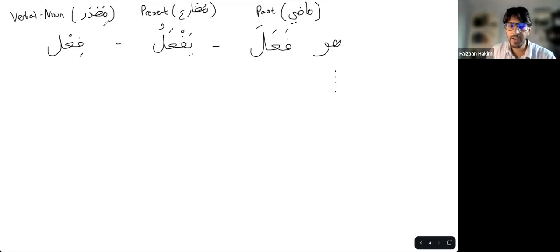Masdar in Arabic actually means the source of the thing. Because really, the noun is the source of the verb. The masdar is the source. Because really what's going on here is we're connecting to the root letters. Fa, ayn, lam.